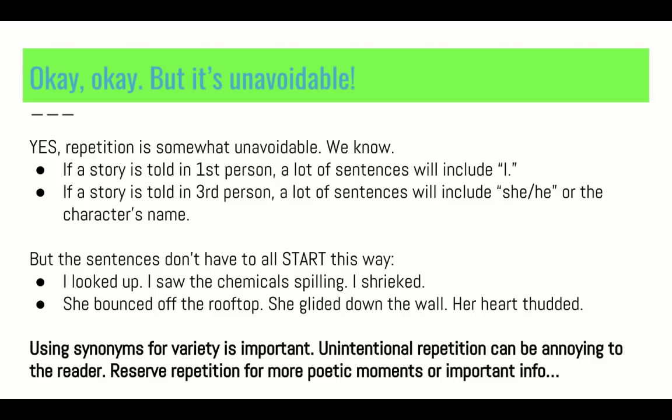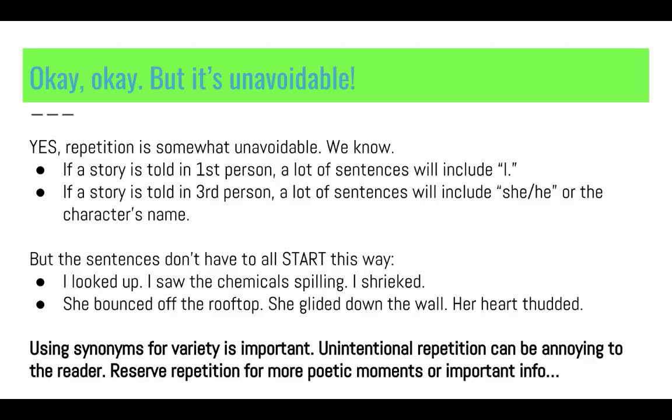And here I have a bit of a counterclaim, because some people are going to say it's unavoidable. My story is told in first person, so I'm going to have a lot of sentences that include I. Or my story is told in third person. I'm going to have a lot of sentences that include he or she or the character's name. And that's true. However, just because your sentences will include I a lot or he and she a lot doesn't mean they all have to start this way.